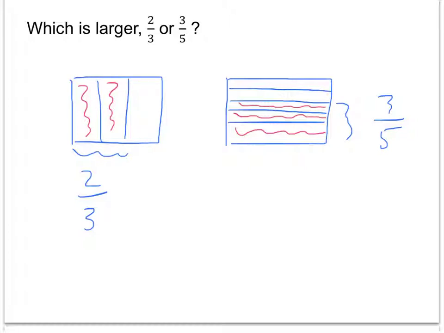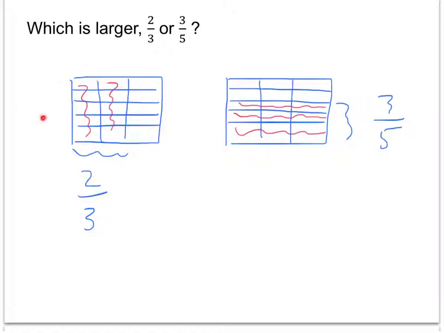And so let's do this. Let's draw four horizontal lines over here, 2, 3, 4. So now we've broken this up into five horizontal pieces. And then let's draw two vertical lines like that. And so now let's look at each of these pictures.